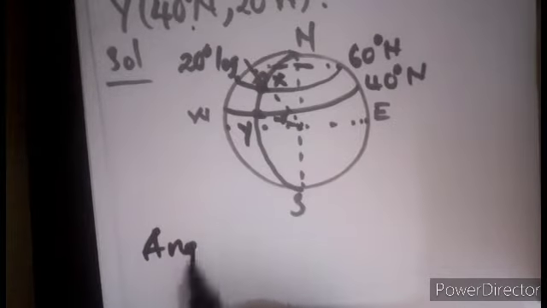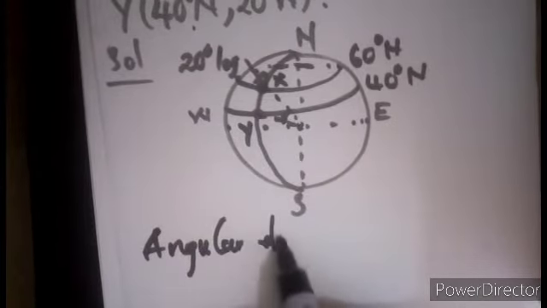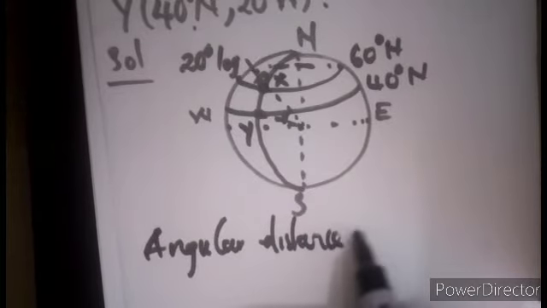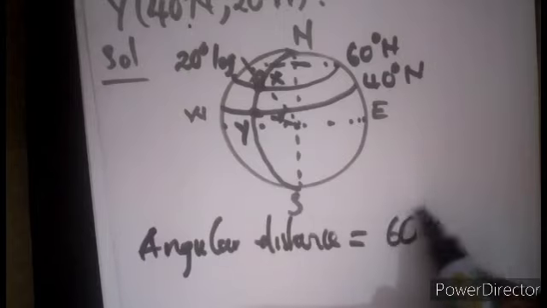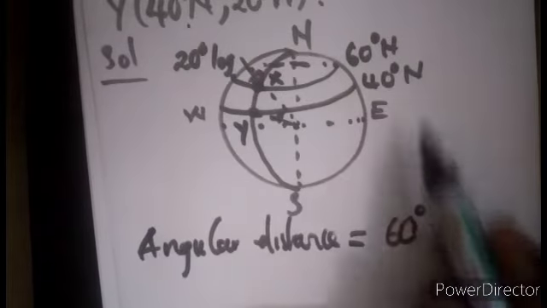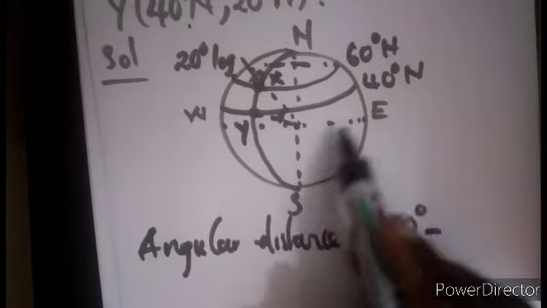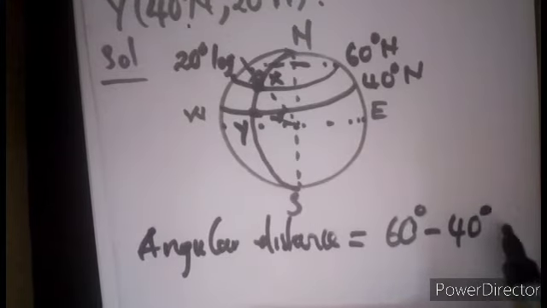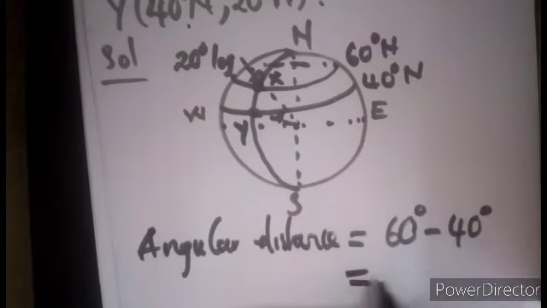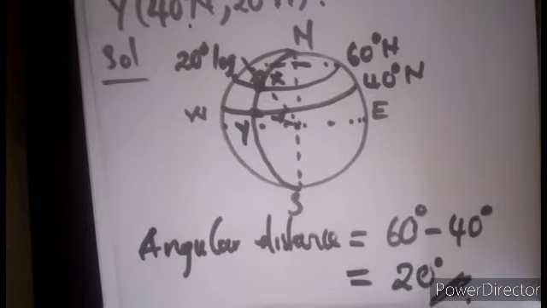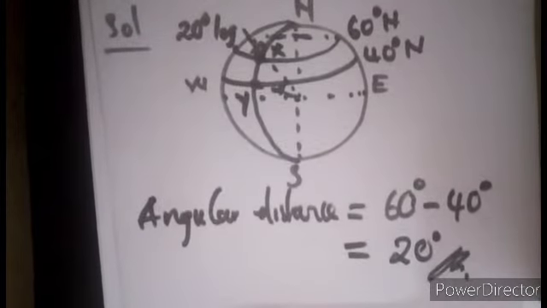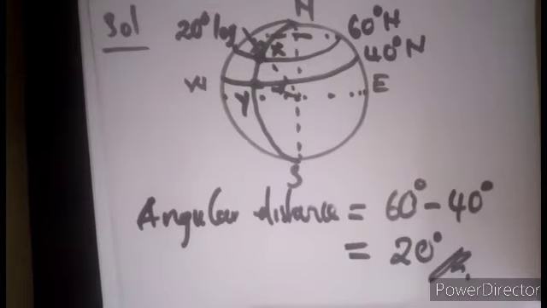The angular distance will now be 60 degrees north minus 40 degrees north, which is 20 degrees north. So that's the angular distance.